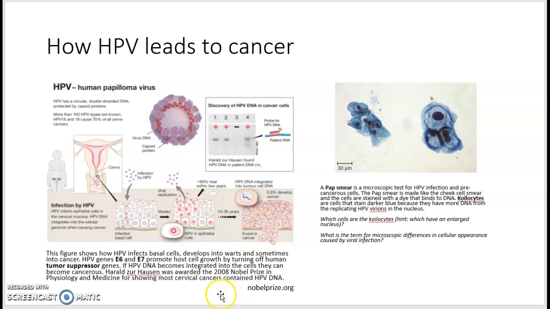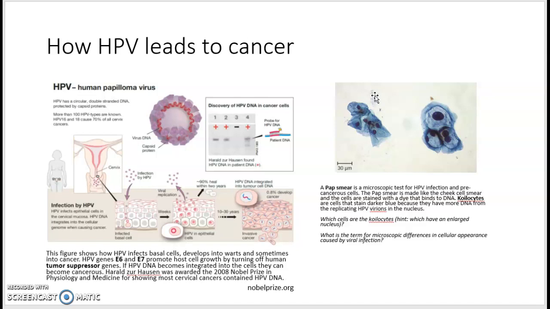So Harald zur Hausen was awarded the 2008 Nobel Prize in Physiology and Medicine for showing that the vast majority of cervical cancers contained HPV DNA. So we diagnose HPV infections in precancerous cells using a microbiology stain called the Pap smear. So a Pap smear is made a lot like the cheek cell smear that you did in lab. But those cells are stained with a blue dye that binds to DNA.